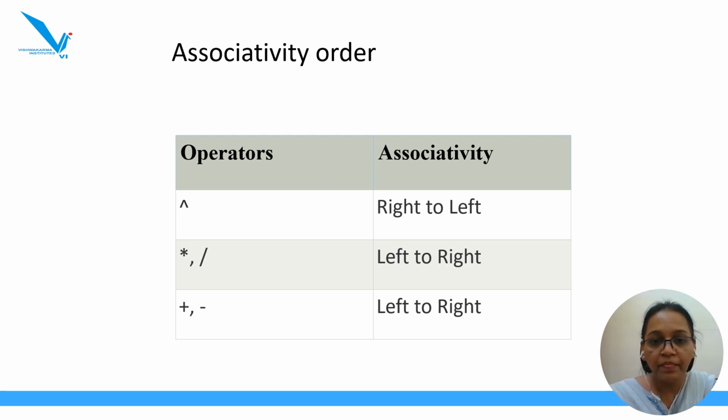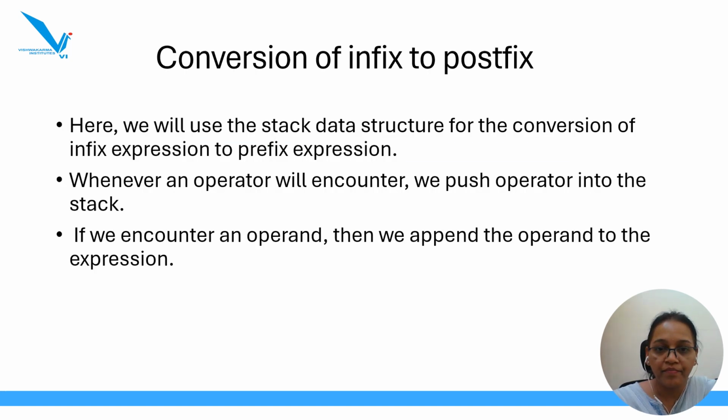As I told you, again, exponent is at the highest precedence and it is right associative, meaning we apply the operations from right to left. And for the rest, multiplication and division are lower than exponent, and plus and minus are at a still lower level, and they are left associative operators.